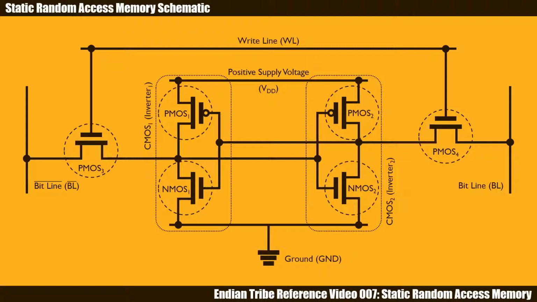You can see that this implementation of SRAM requires 6 transistors to store 1 bit of information. This is the primary reason why SRAM is so much more expensive than DRAM, which uses far fewer transistors to store the same amount of information. We'll look at DRAM in another episode.